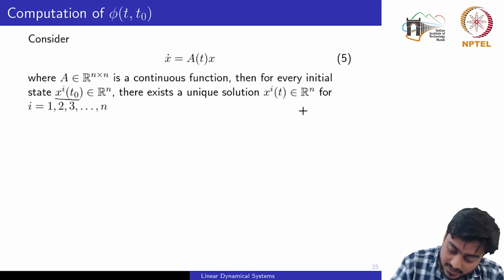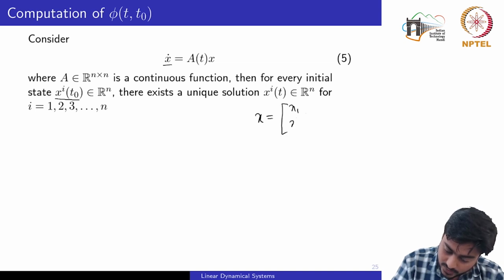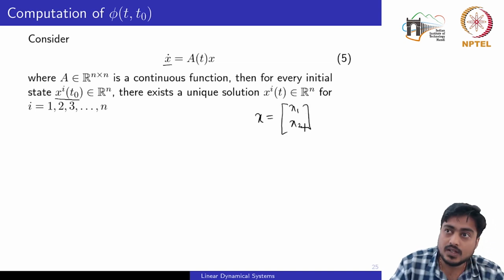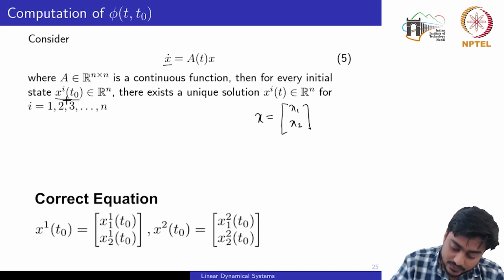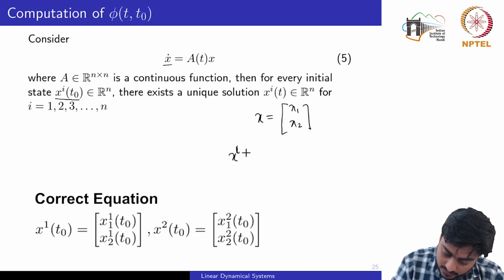So for example, let's suppose, forget about this, let's say we have x, this original x, is equal to x1 and x2. Now this xi(t0) says that I have an n-dimensional vector which I call, let's say, x1(t0), which is again an n-dimensional vector at time t0.